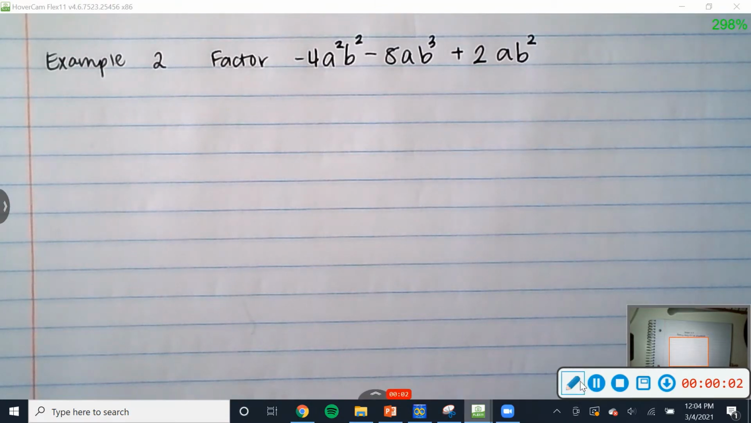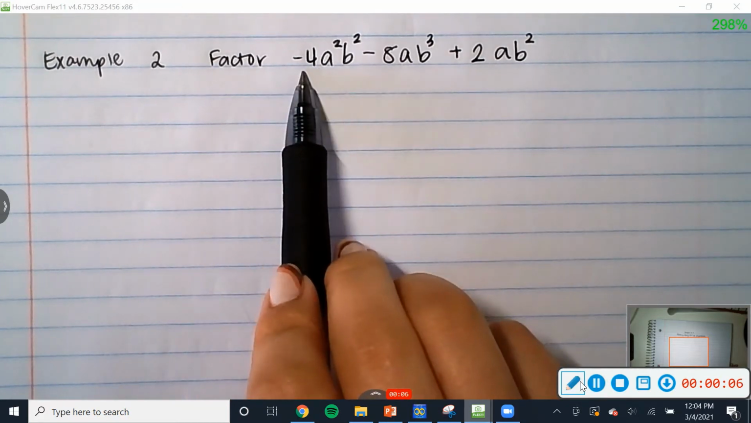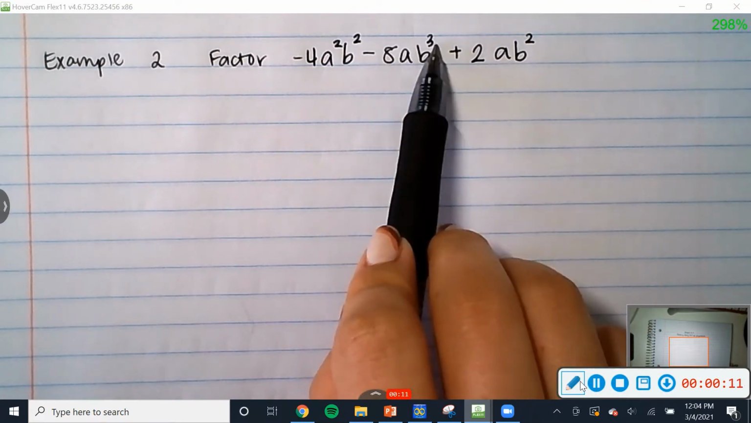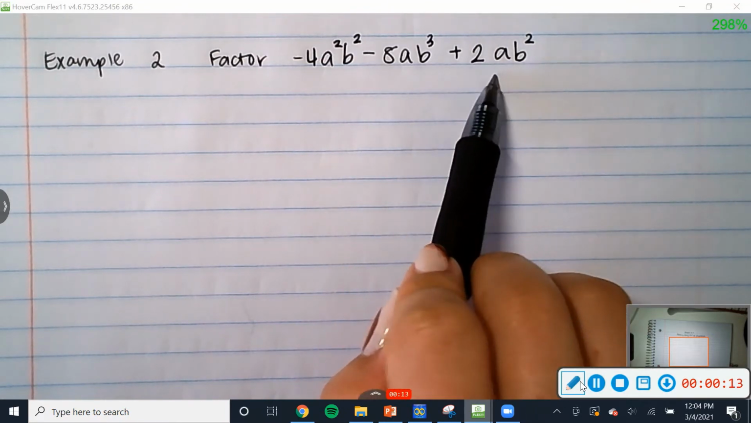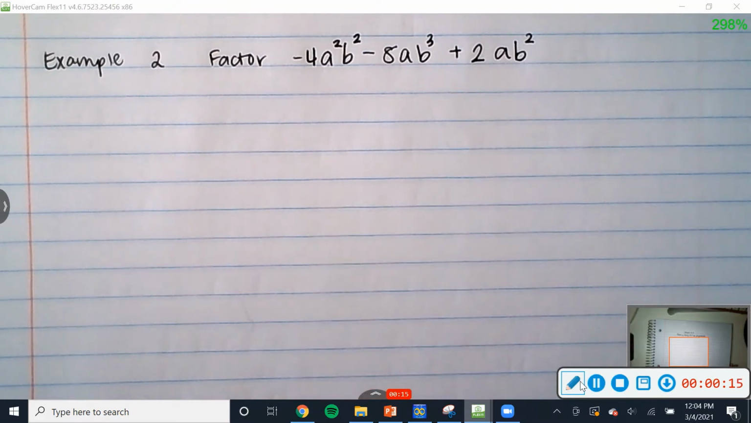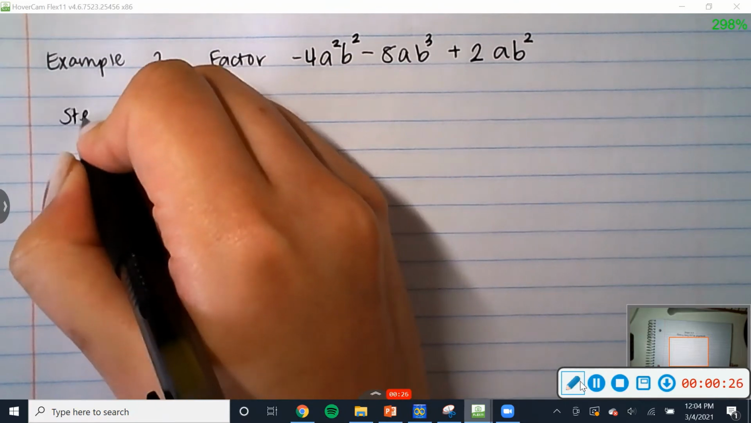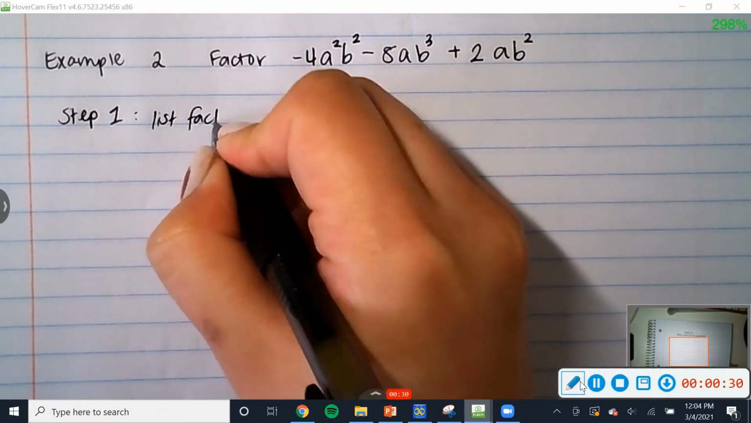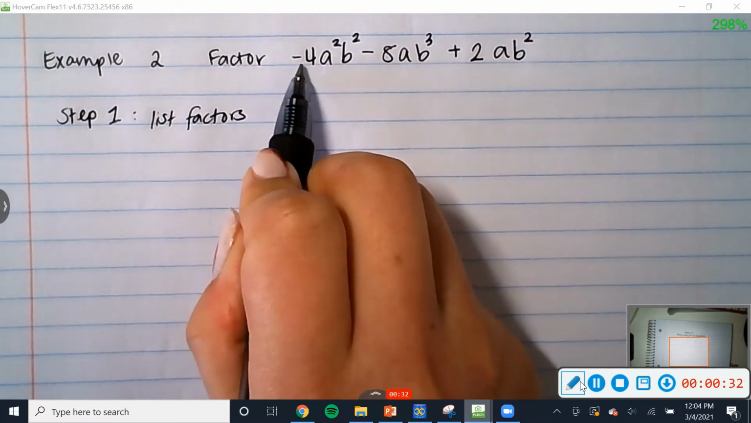Let's take a look at a second example. Here we want to factor negative 4a squared b squared minus 8ab to the third power plus 2ab squared. So we have multiple variables in this case, but it doesn't change too much on how we factor. So we're going to follow the same steps, and we're going to factor this the same way. So our first step, remember step 1, is to list our factors. So let's start with the first one, negative 4.